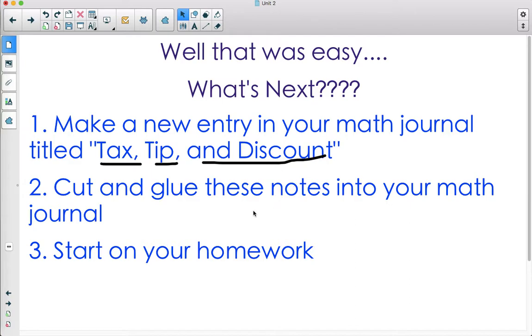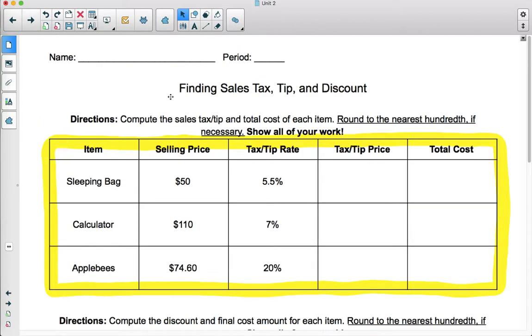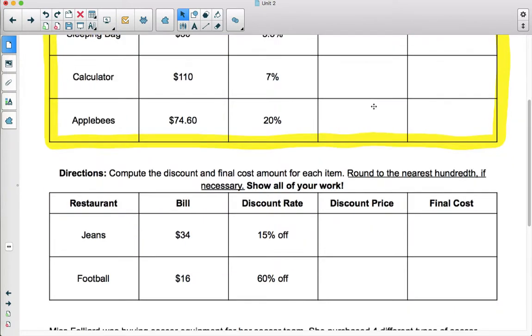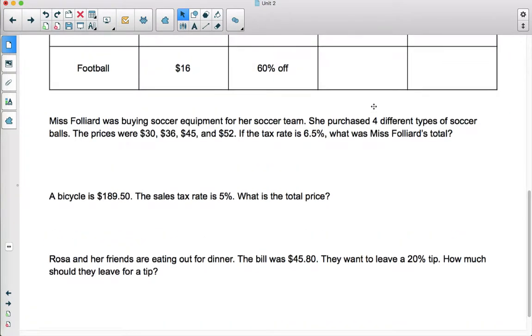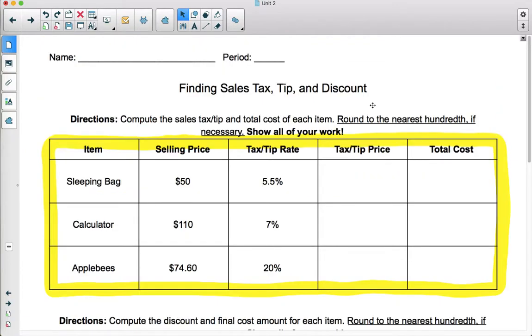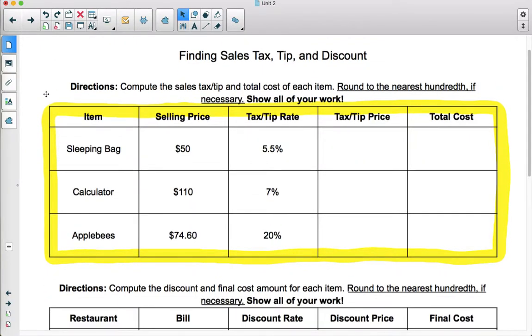And then once that is done, you're going to start on your homework. Now listen very carefully. Yes, you have homework, but it's literally 3 questions. If you look at this worksheet, there's other questions, but we're going to save those for later. I only want you to do this top chart. So you're going to use each one of these scenarios.